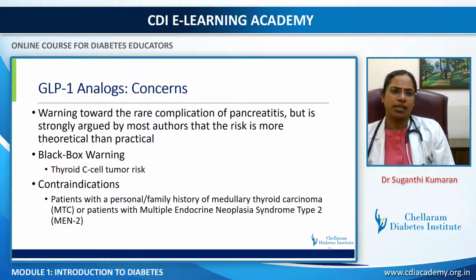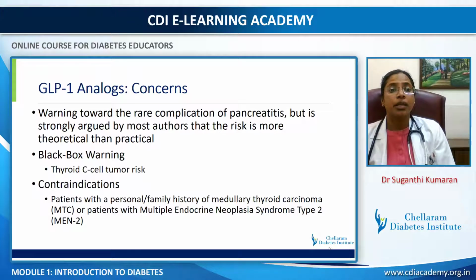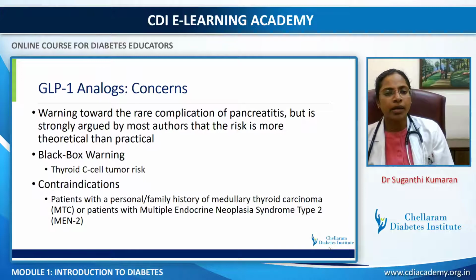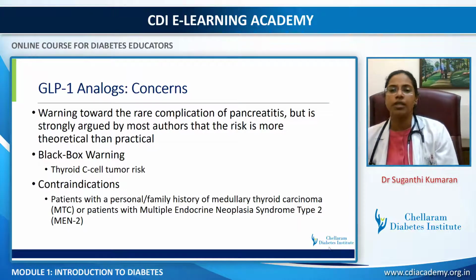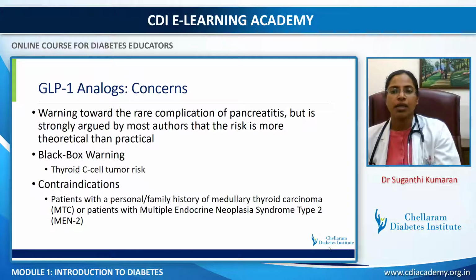So what are the concerns we have about GLP-1 analogs? There's a warning towards a rare complication of pancreatitis, but it is strongly argued by most authors that the risk is more theoretical than practical. The main black box warning is the thyroid, medullary carcinoma of thyroid, thyroid C cell tumor risk. The contraindications: if the patient has already a personal history or a family history of medullary thyroid carcinoma, we don't recommend this medicine for them. Or patients with multiple endocrine neoplasia, MEN, syndromes type 2, we don't recommend this.